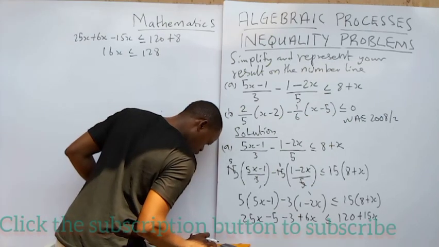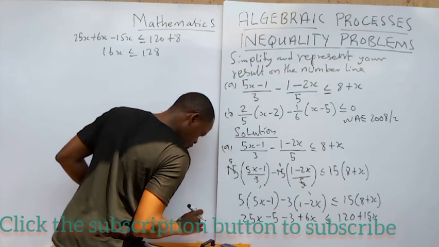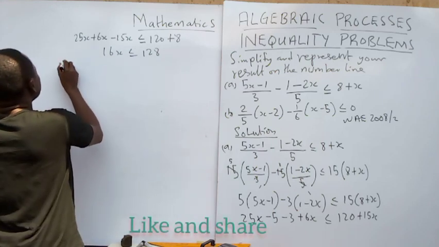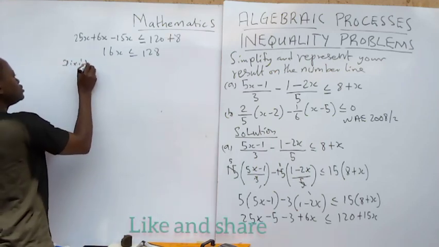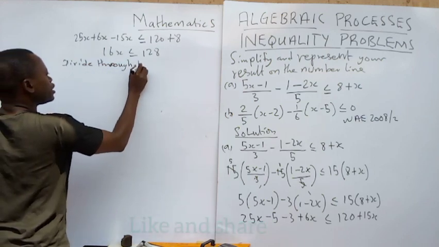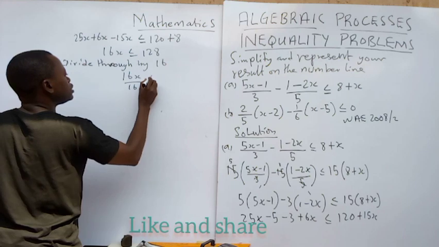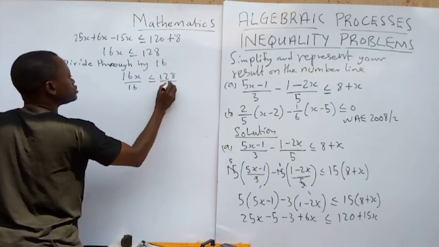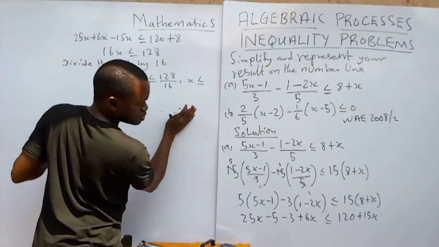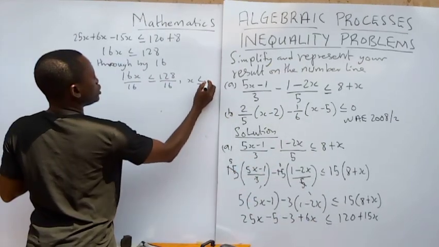So 128 divided by 16. That's 8. 128 divided by 16, 8. So I have, you say, divide through by 16. So you have 16x over 16 less than or equal to 128 over 16. So finally you have that x is less than or equal to, I hope we are maintaining that inequality symbol, less than or equal to 8.